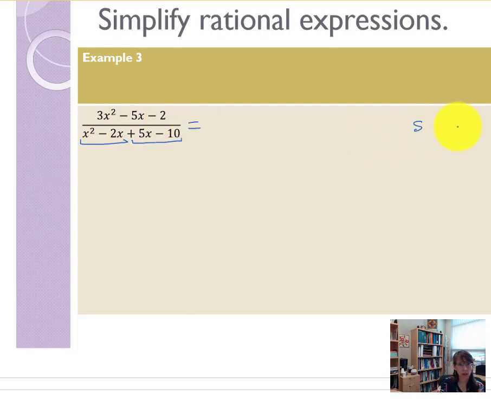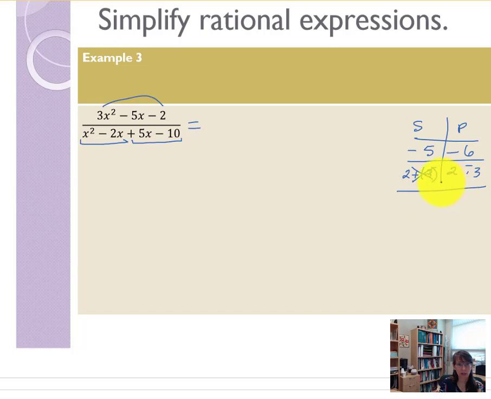We're going to look at a sum and product. In the middle, we've got negative 5. 3 times negative 2 would give us negative 6. So you might be thinking, oh, 6 is 2 times 3. One of those factors would need to be negative. To add to something negative, the larger would need to be negative. Unfortunately, 2 plus negative 3 is not going to give us negative 5.